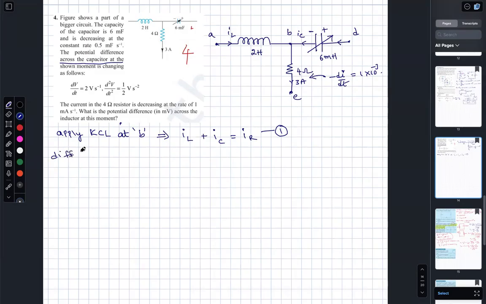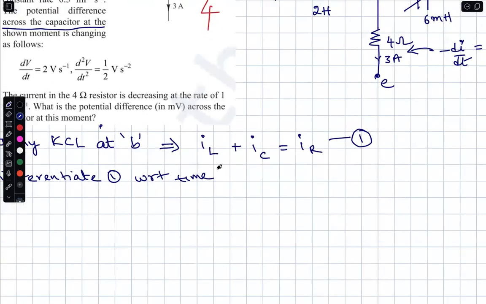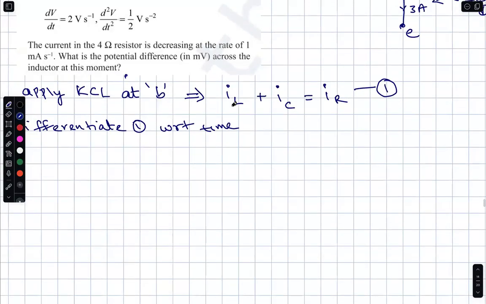Differentiate equation 1 with respect to time, which means dIL by dt plus dIC by dt is dIR by dt.